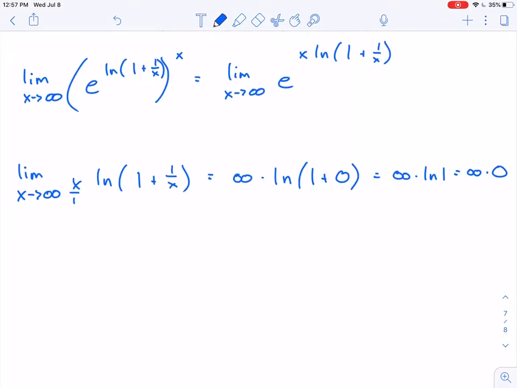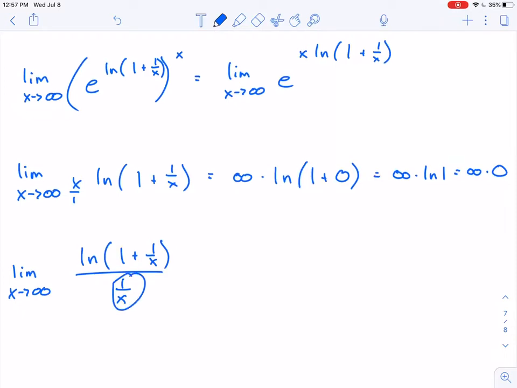So I'm going to rewrite that expression: the limit as x approaches infinity of natural log of 1 plus 1 over x divided by 1 over x. And again, we should hopefully be able to see that if we were to multiply by the reciprocal of the denominator, we would have exactly what we started with. So let's try evaluating this limit. Let's see what we end up with.